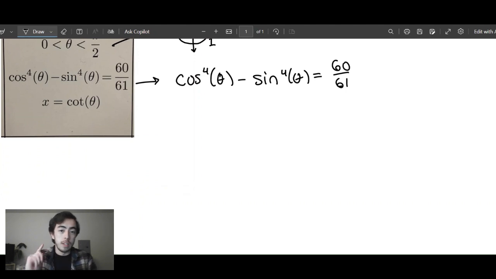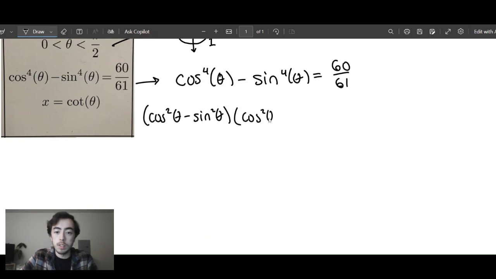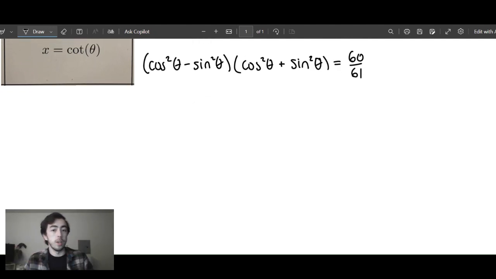I see we have a difference of squares. It's another factoring scenario where I know I can factor this as cosine squared theta minus sine squared theta times cosine squared theta plus sine squared theta. And this is all still going to be equal to 60 over 61. And right in front of us are two trig identities. This one right over here is the classic Pythagorean identity.